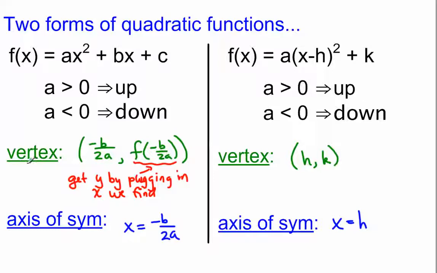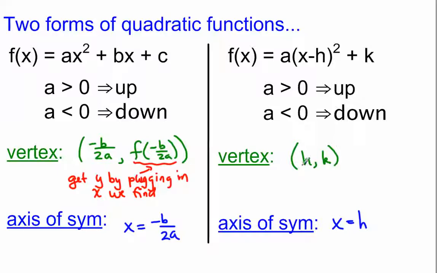Now the vertex, if I have the expanded form, it turns out there's just one little formula I have to know: the x coordinate is minus b over 2a, the opposite of b over 2a. How would I find the y value? Well, I would take whatever answer I get from doing this and plug it into my function. That's all this notation means. So you find your x using this little formula and then you plug it in to get the y. The axis of symmetry, remember, is a vertical line, so it's x equals something, and it's x equals whatever we calculated up here for our x.